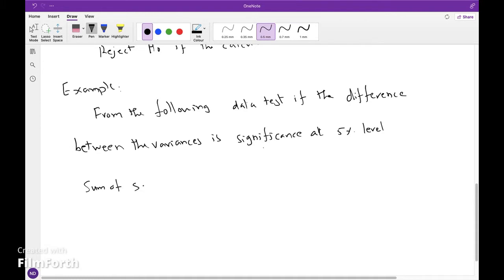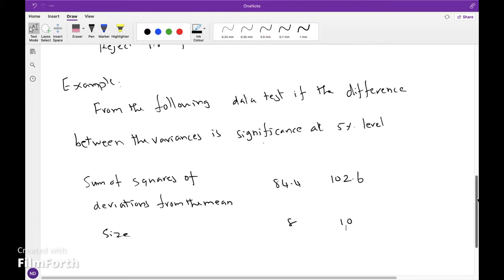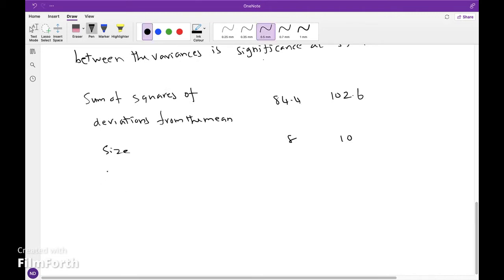Sum of squares of deviations from the mean: 84.1, 84.4, 102.6. Sample size: first set 8, second set 10. Sample A and B. Solution.